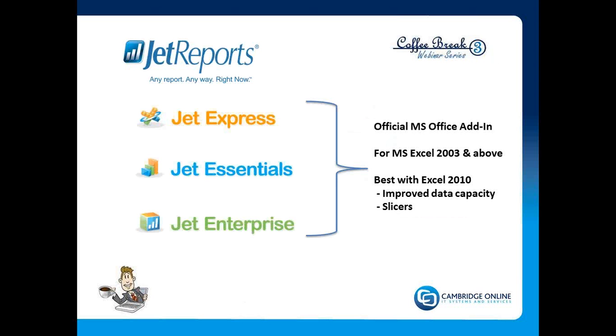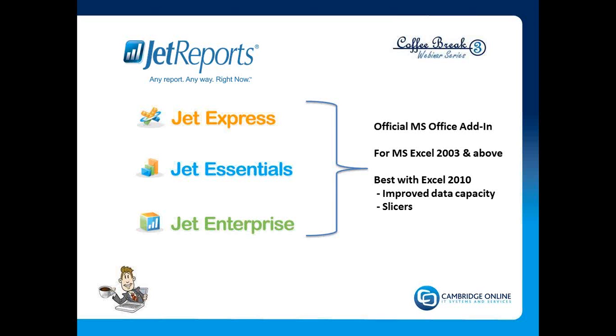The feedback we've received from a number of clients has indicated that there's an element of confusion as to the naming of the Jet Reports product. Once upon a time, it was nice and simple, just one company and one product, Jet Reports. Today we have one company, but we have 3 products.